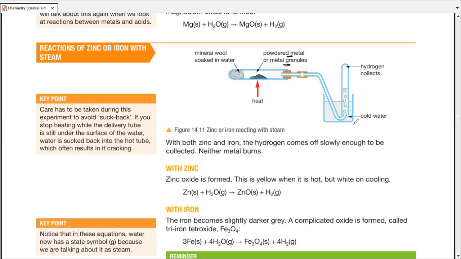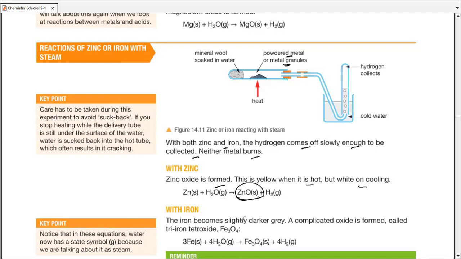Okay, let's go through the reaction and understand why we are doing this. Now, with both zinc and iron, hydrogen comes off really slowly. It's slow enough to be collected, and neither metal burns. In the case of zinc, zinc oxide is formed. This is yellow when it is hot, but it becomes white automatically on cooling. We're talking about the solid. It's yellow at the start when it's hot and it becomes white slowly when it's cooled down.